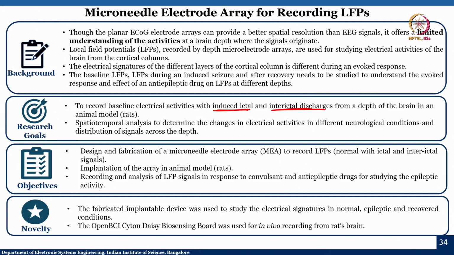Second is the spatial temporal analysis to determine the changes in electrical activities in different neurological conditions and their distribution across the depth. That is another thing that we need to identify, measure or acquire. Now, these changes in electrical activity you can understand once you have the microelectrode array, and in this case we have to go deep down. That is why I told you that we are going to use needle-like electrodes.